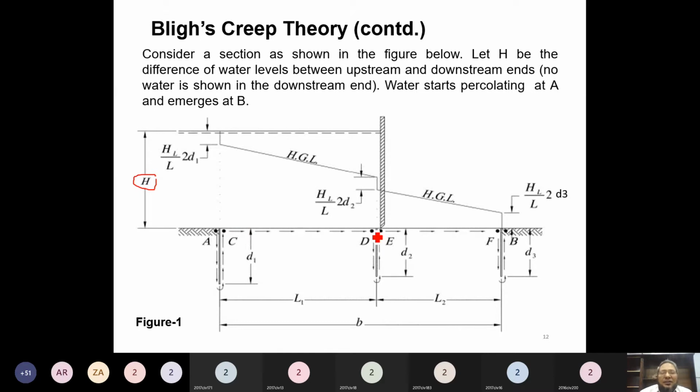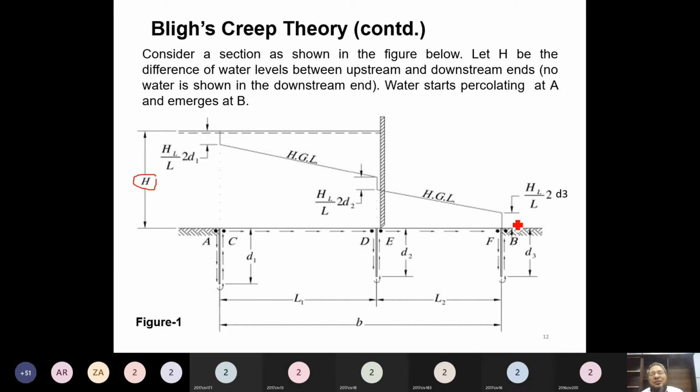structure and will reach point D, and then will move vertically downward and then again vertically upward along the intermediate sheet pile, and then reach point E, and then it will move horizontally under the floor and will reach point F and will move vertically downward and then vertically upward along the downstream sheet pile, and at point B it will emerge. So this is how the water is going to move.